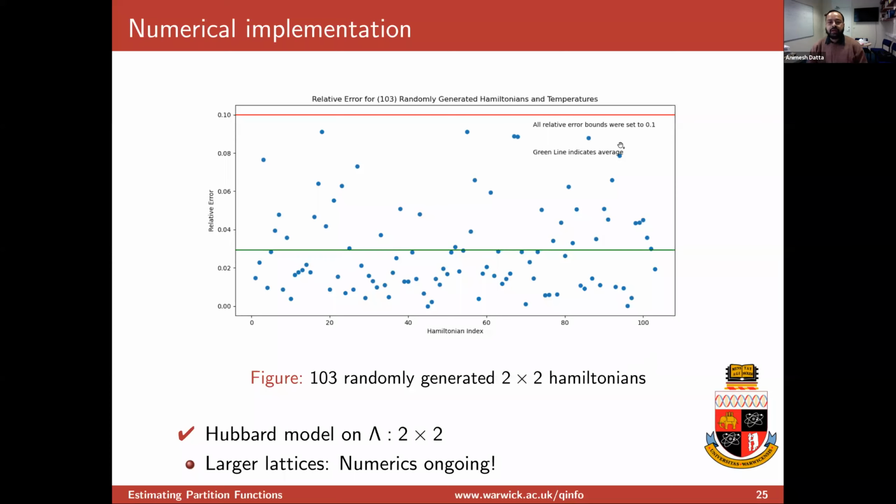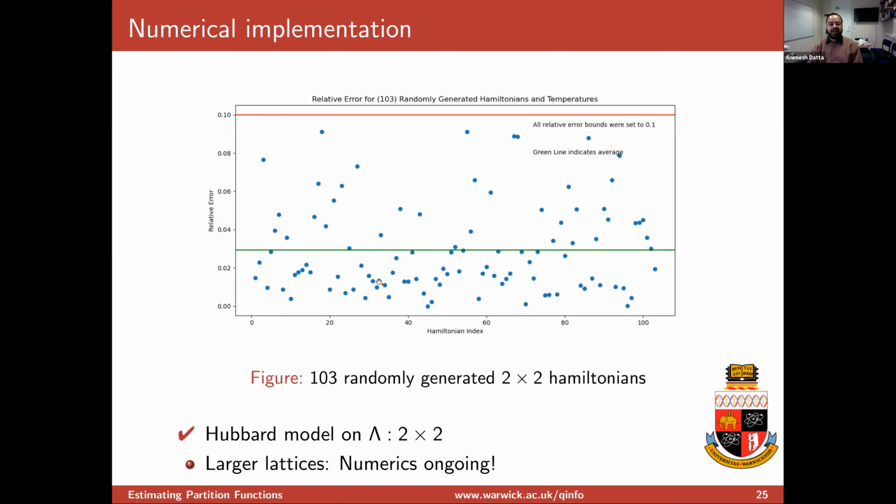So he set some relative error bound, which said 0.1, and then he generated about 100 2x2 Hamiltonians, picked a bunch of random temperatures, and computed the partition function using our algorithm. Because it's a 2x2 problem, he can also compute the partition function exactly by diagonalizing the whole thing, and then he looks at the relative error between the exact diagonalization and our algorithm, and as he shows, they're all within the error bound. So the algorithm does what it promises, which is, given an error bound, it gives you a partition function that is within that error bound.